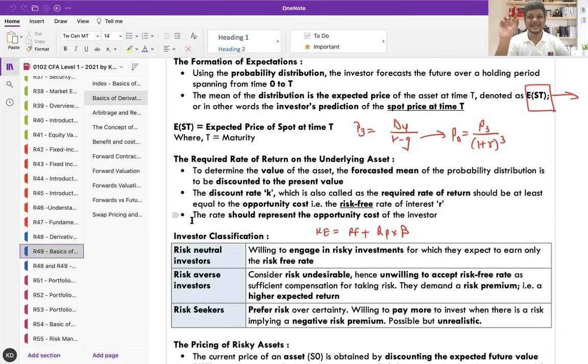How about the risk averse? Risk averse will only take a risk if offered higher returns, slightly extra returns. Extra returns, nothing but the risk premium.